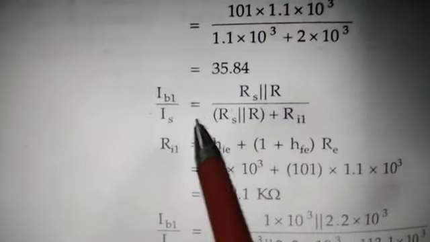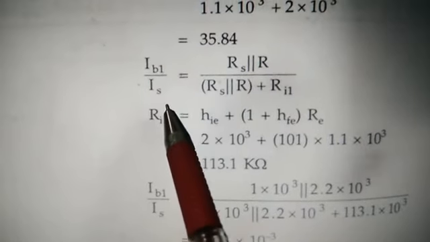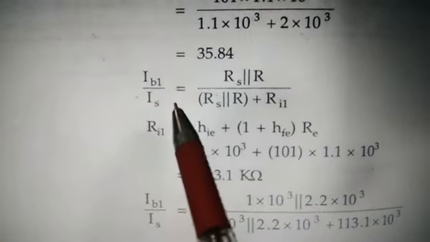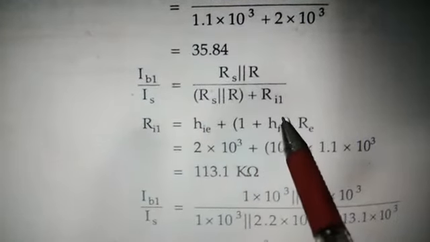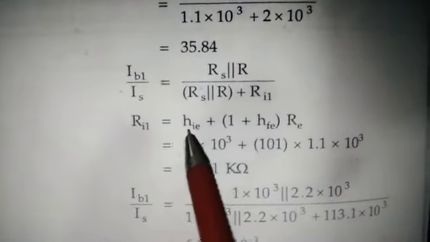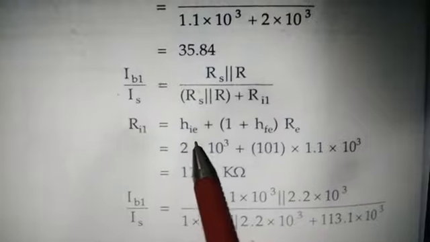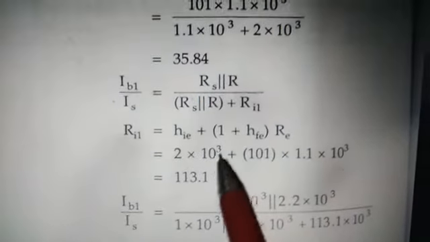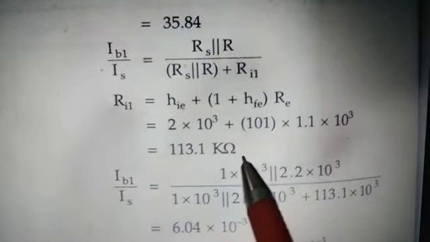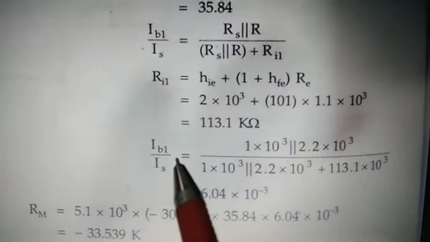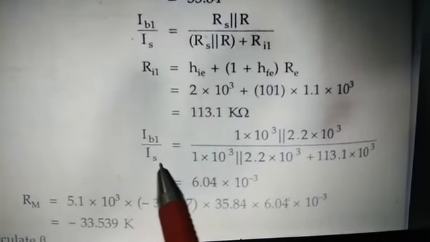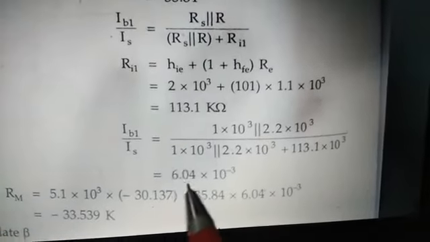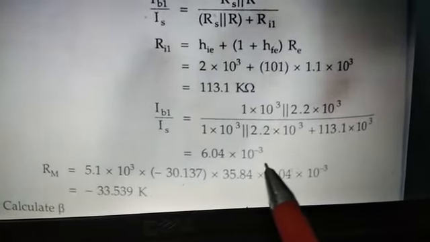All values are known. Put these values, that is 30.84, and the last factor you have to calculate is IB1 upon IS. Looking at the circuit, you will get it is equal to RS parallel to R upon RS parallel to R plus RI1. RI1, with the standard formula of the H parameter, is RI1 equal to HIE plus 1 plus HFE into RE. Put the values, this is equal to 113.1 kilo ohm. And then you calculate this ratio IB1 upon IS. This is first stage input current and this is source current. Put all these values, you will get 6.04 into 10 to the power minus 3.